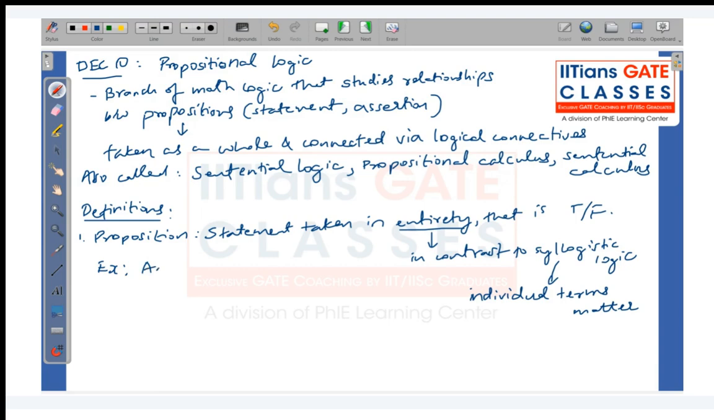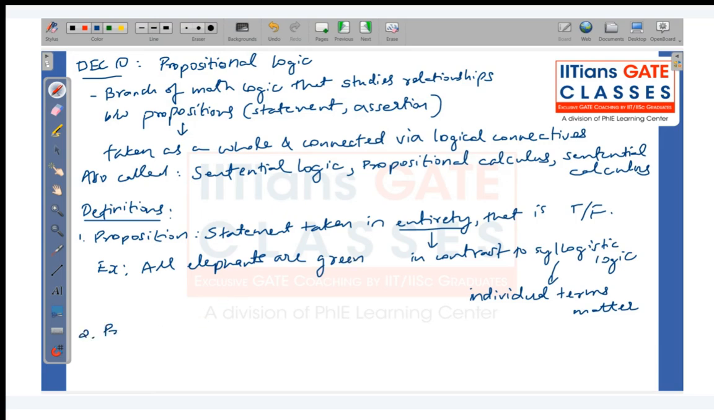I can take an example. All elephants are green. Obviously, this is a false statement, and that is all that matters if you are looking at it from a propositional logic point of view. In propositional logic, this animal, elephants, color green, they don't really have any importance.